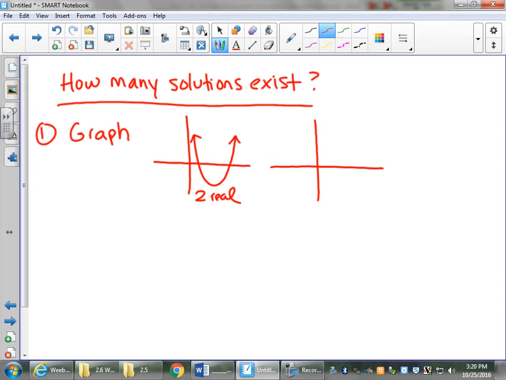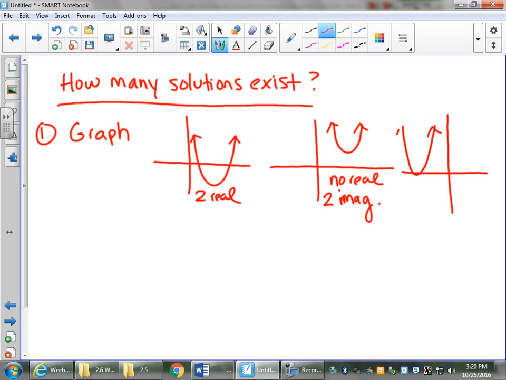If it crosses it never, something like that, it would have no real solutions, but it does still have 2 imaginary. So if you would solve for x, your answers would be imaginary. And then the last scenario is when the vertex stays on the x-axis, so there's no shifting vertically up or down, and that is when there is 1 real solution, however, it's repeated. So even though it's 1 number, that number counts twice, so it's still 2 solutions.